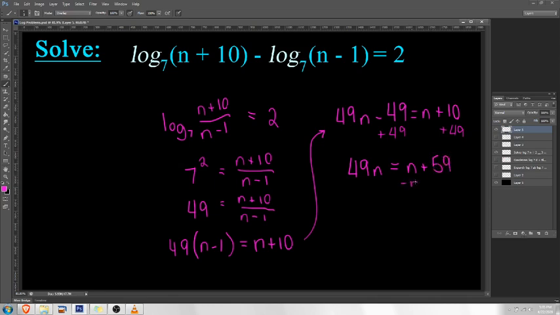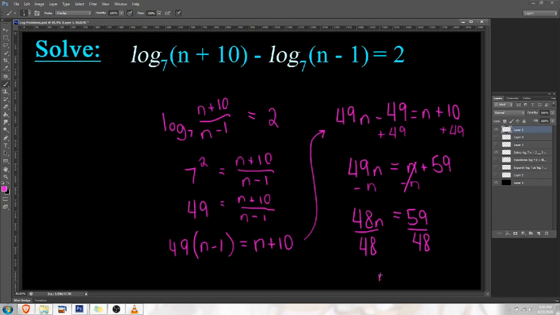Okay, we'll subtract n from both sides. Subtract n from both sides. This is 1 n, and we have 49 of them, so we're going to wind up with 48 n's on this side equals 59 on that side, because the n's will cancel out, right? And then we'll divide both sides by 48. All right, so that doesn't simplify.